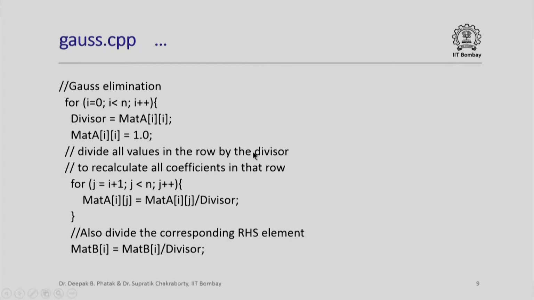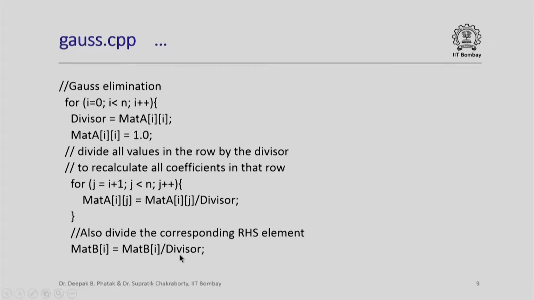Observe that we are doing a transformation to recalculate all coefficients in that row for j equal to I plus 1 to n minus 1, because it is the ith row that we are talking about. So we recalculate the I comma jth element of mat A by dividing that element by divisor. We also divide the corresponding right hand side element. So mat Bi is also divided by divisor.